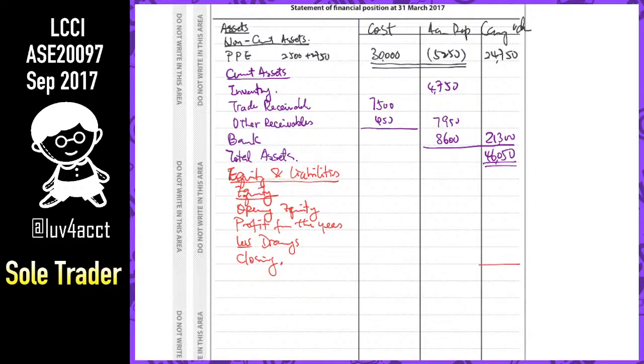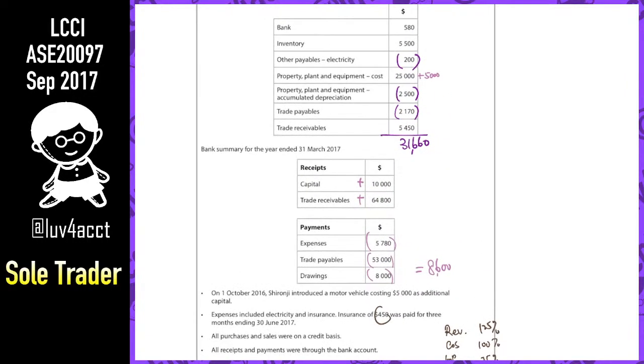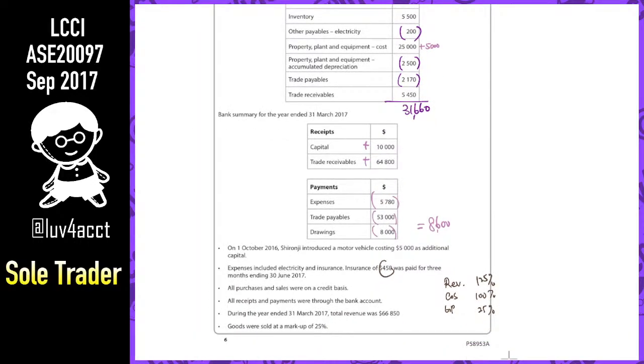Okay, let's see. Opening equity 31660. Okay, you have additional capital of 15,000. We are going to add one line. Okay, profit we don't have. Drawings, you have 8,000. Okay, so actually you can calculate profit as well. Let us try.